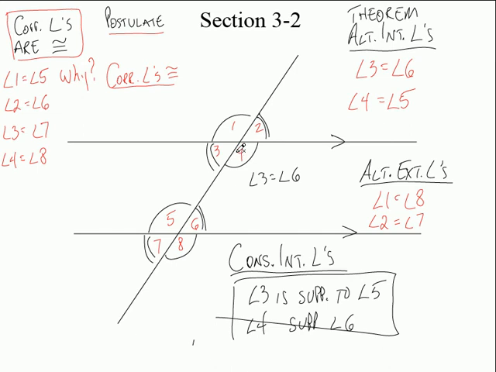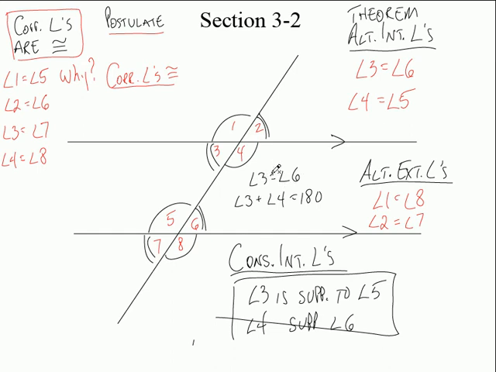Yeah, why are they supplementary? Because they form a linear pair, okay? So what I can do is I can say this. Since they're supplementary, I can say, watch, angle 3 plus what? Angle 4 equals 180 degrees. Would you agree? Now, what am I trying to show? I'm trying to show that 4 and 6 are actually supplementary. Can I take this information to get 4 and 6 supplementary?